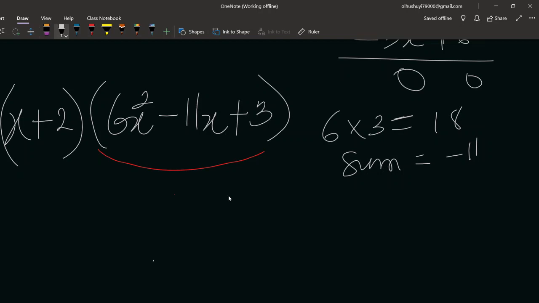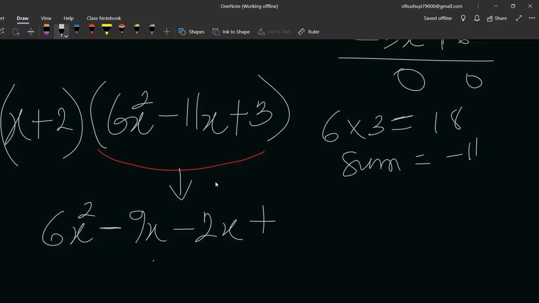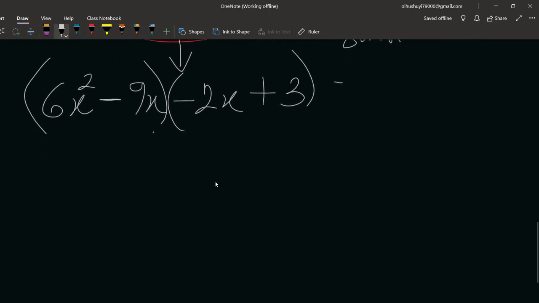So what can we do? I think 9 and 2 will fit. So we can use minus 9 minus 2. So this is what we are working with now. We'll be having 6x squared minus 9x minus 2x plus 3. So we can group this now. Good. At factorizing, what is common to both of them, we have 3x. Open bracket, we have 2x minus 3.